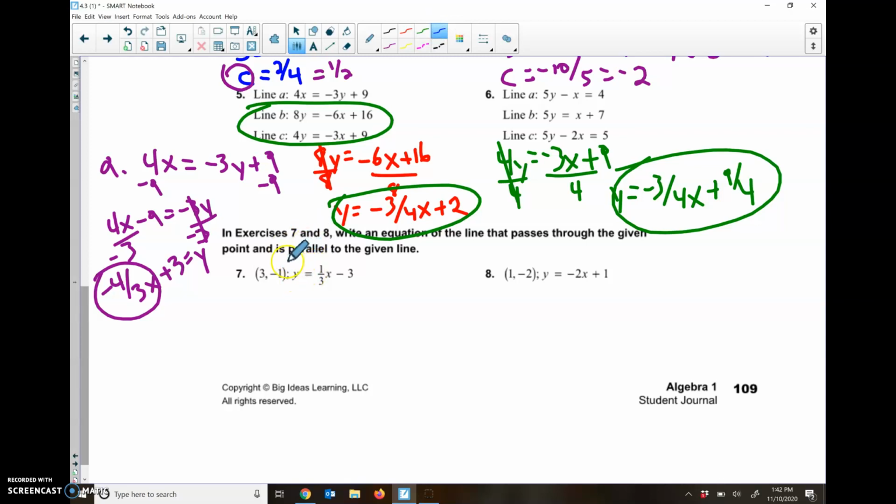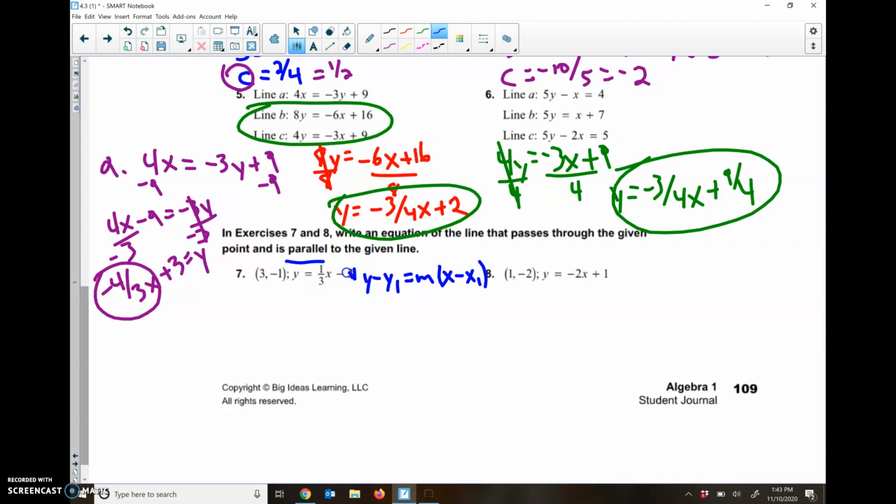So very important we read directions here. So it gives us a point or equation here, and it gives us a point. So we need to figure out what the new y-intercept is. So I would go back and do point slope that we learned last time. And we have all the information we need. We know our slope is 1/3. We know our x is 3. We know our y is negative 1. We just need to figure out our new b.